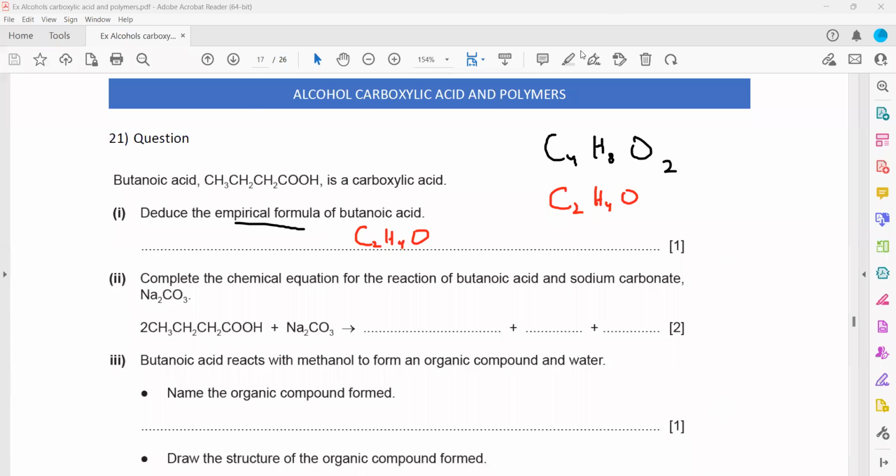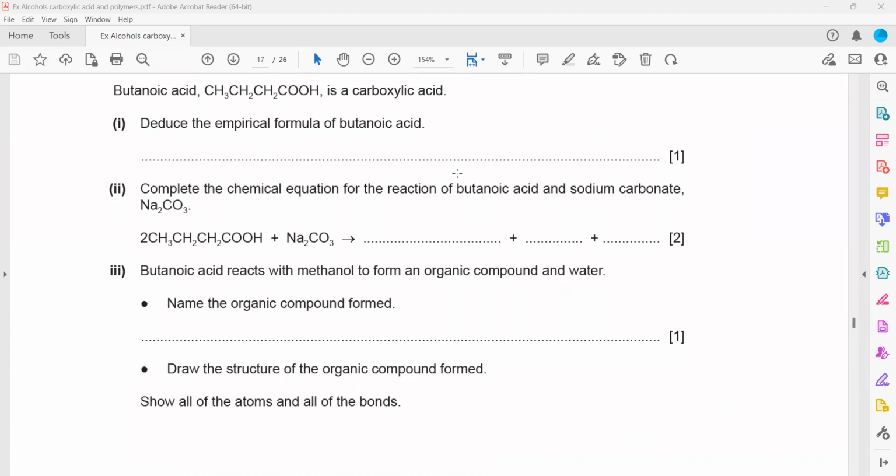Then complete the chemical equation for a reaction between butanoic acid and sodium carbonate. When an acid reacts with a carbonate, what are the products? One should be salt, carbon dioxide, and water. Sodium butanoate is the salt. The simple way to know which salt is formed is that we displace the hydrogen by the metal. The hydrogen of a carboxylic acid we displace by a metal.